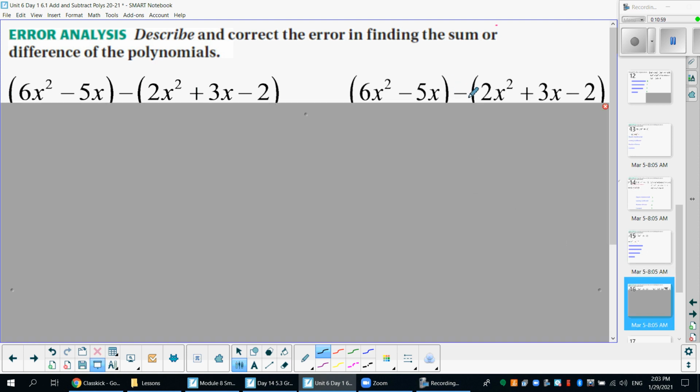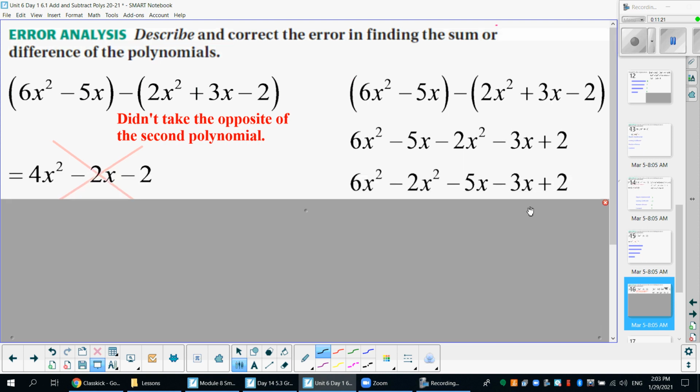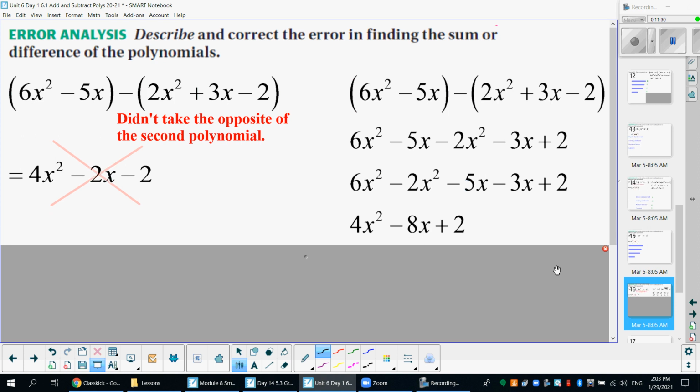Now, because we're subtracting, remember that subtraction means take the opposite of what you have in the second polynomial. So this 2x squared is no longer positive, it's negative. This 3x is no longer positive, it's negative. This negative 2 is now positive, okay? And so what we do now is start trying to group the like terms together and see if we can simplify. So we've got the x squareds here, so we'll have 4x squared. We have the x's here, which would be a negative 8x, and 2 is the constant alone.